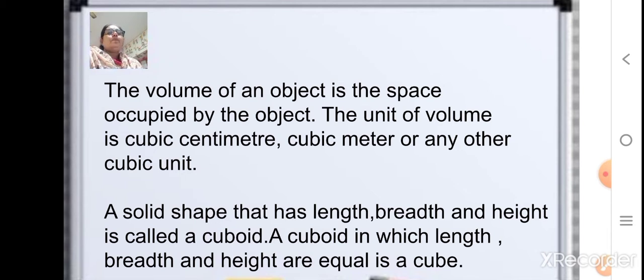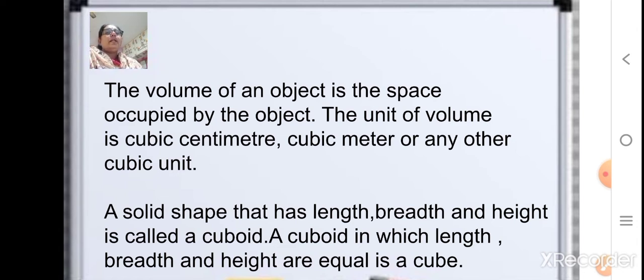The volume of an object is the space occupied by the object, or you can also say that the volume is the space that a substance or a 3D shape occupies. The unit of volume is cubic centimeter, cubic meter, or any other cubic unit. So today let us learn how to find the volume of a cube and cuboid.